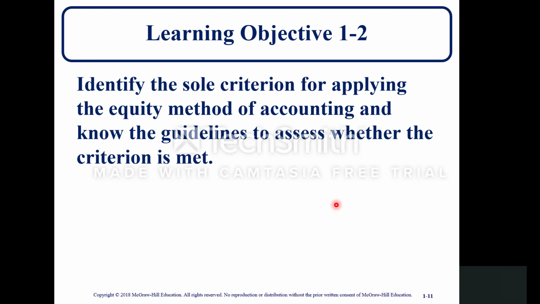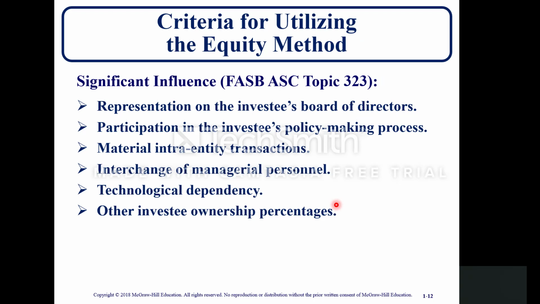So learning objective 1-2, identify the sole criteria for applying the equity method of accounting and know the guidelines to assess whether the criteria is met. Criteria for utilizing the equity method: significant influence, ASC topic 323, representation on the investee's board of directors, participation in investee's policymaking process, material intra-entity transactions, interchange of managerial personnel, technology dependency, and other investee ownership percentages. So these are items that signify significant influence.